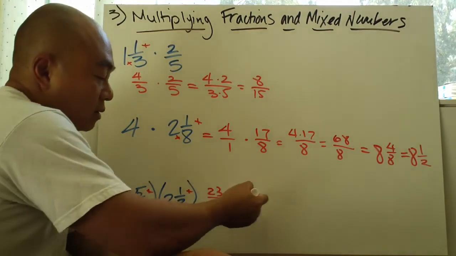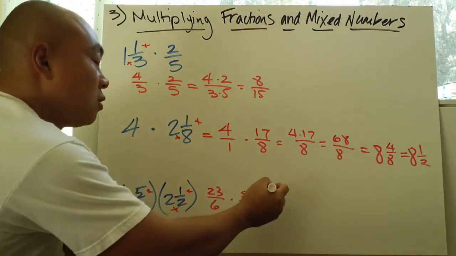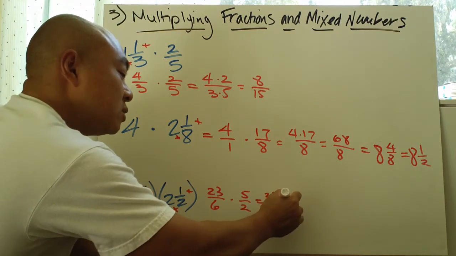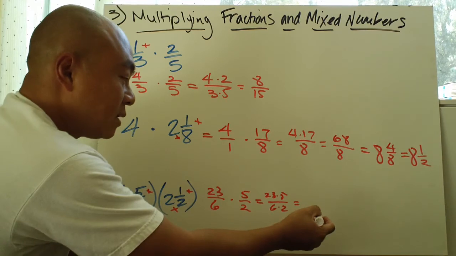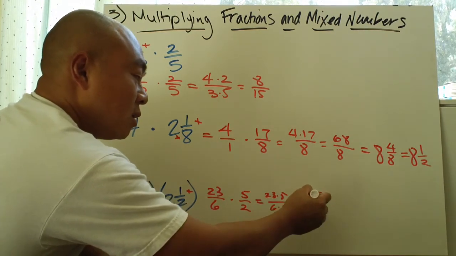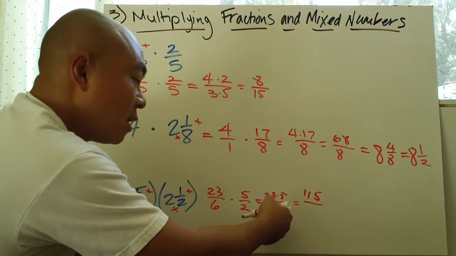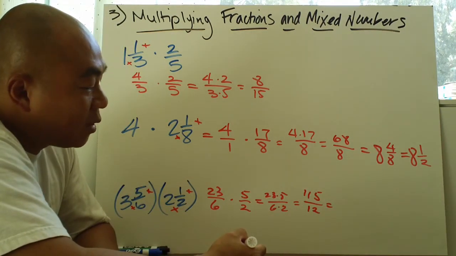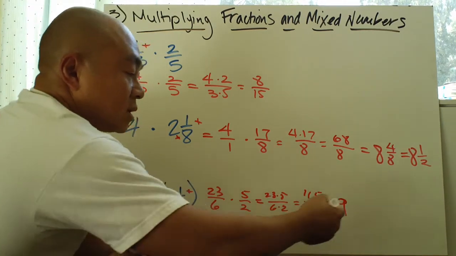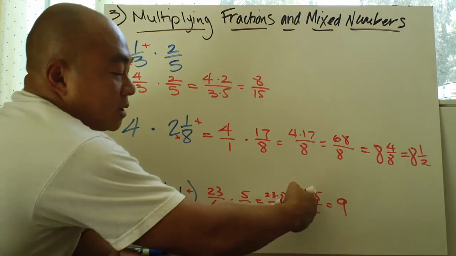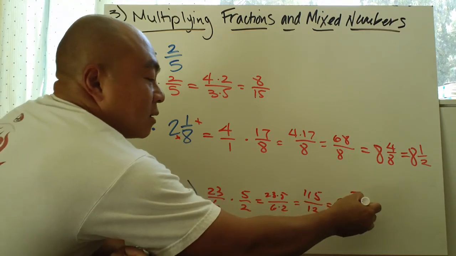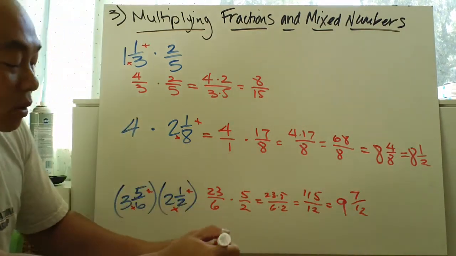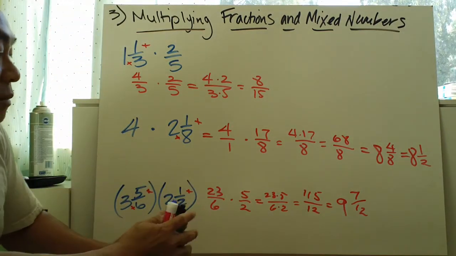Now, same thing, multiply straight across. You're going to have 23 times 5 over 6 times 2. 23 times 5 is 115, and over 12. 12 goes into 115 about 9 times, because 12 times 9 is 108. 108 subtracted from that, you'll have 7 left, and 9 and 7/12. Check to make sure if you cannot simplify anymore like the one previously. And that's it, you're done.